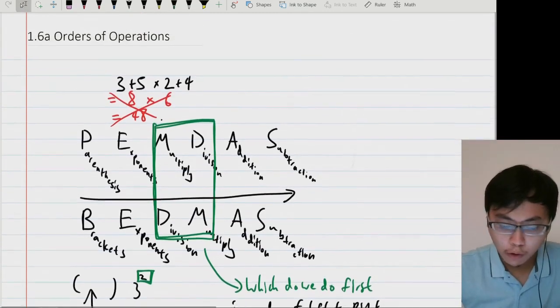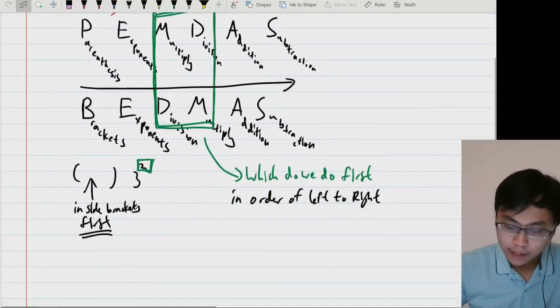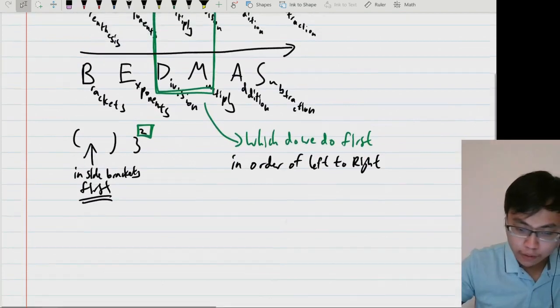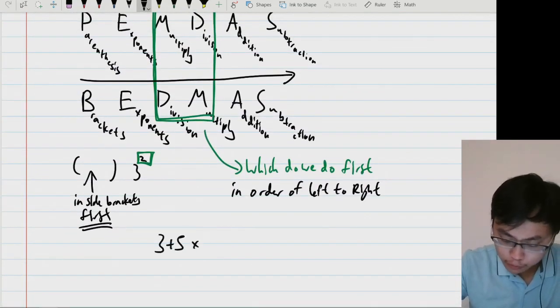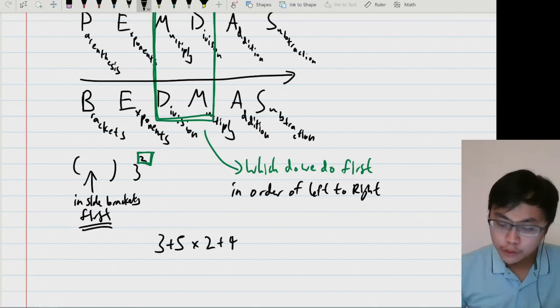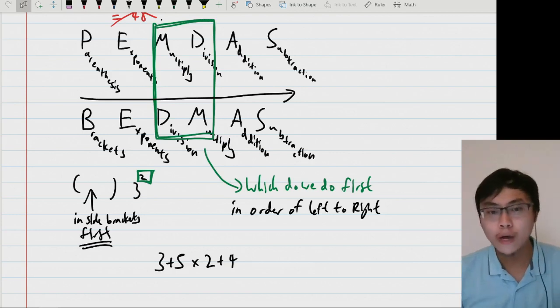So let's go back to our original example over here: 3 plus 5 times 2 plus 4. Let me just quickly copy it down. We do not do the plus first. If you look over here, we need to do multiply first, and then we do add and subtract.